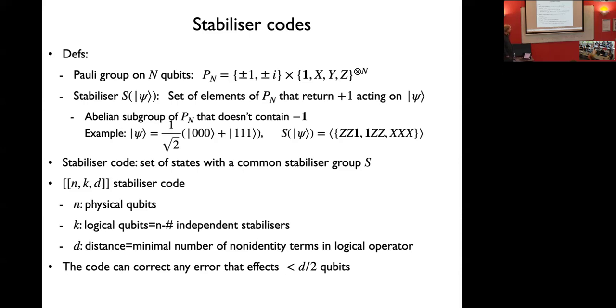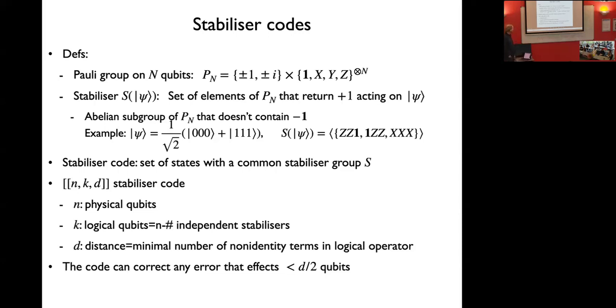So this is an abelian subgroup of the Pauli group that doesn't contain minus the identity. For example, this GHZ state has a stabilizer consisting of Z1 Z2, Z2 Z3, and X1 X2 X3. And a stabilizer code is a set of states with a common stabilizer group.